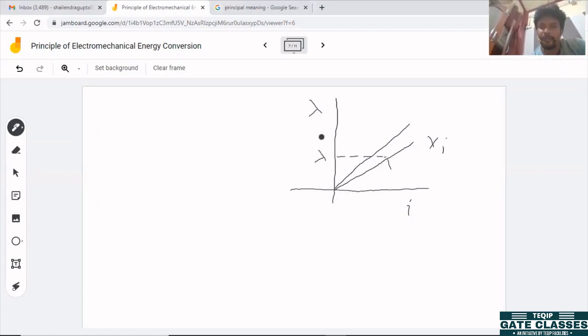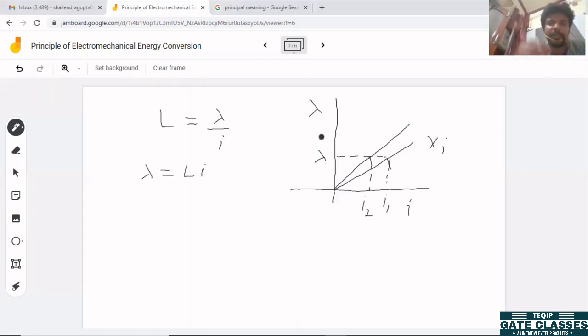So let us say this has to be I1 and this has to be I2. So how could this lambda be maintained constant? This could be maintained constant if you move the plunger very quickly. So you are changing the inductance, the instantaneous inductance. You are maintaining lambda, but you are changing the inductance.